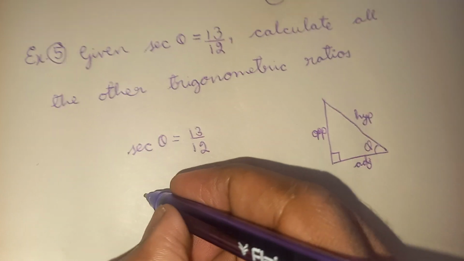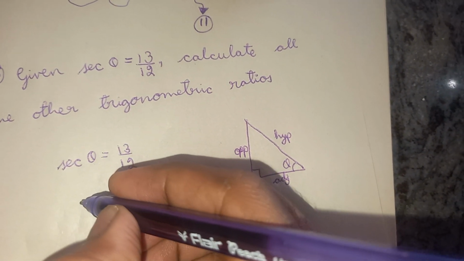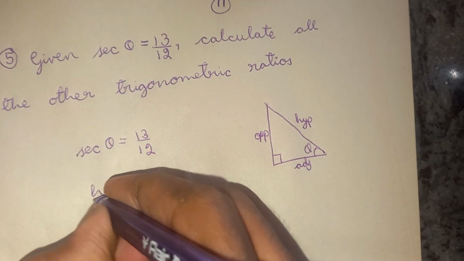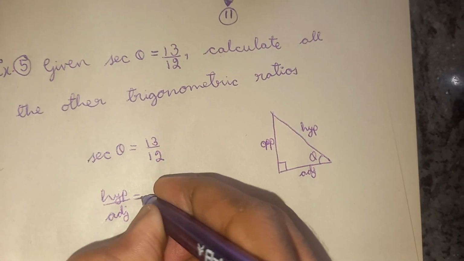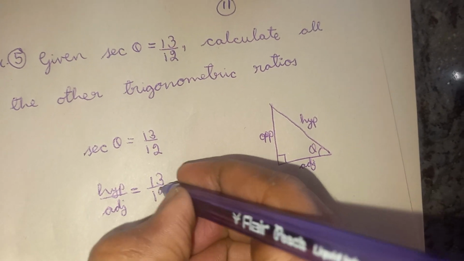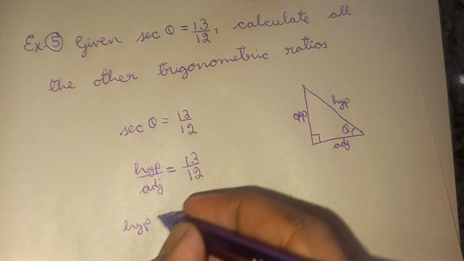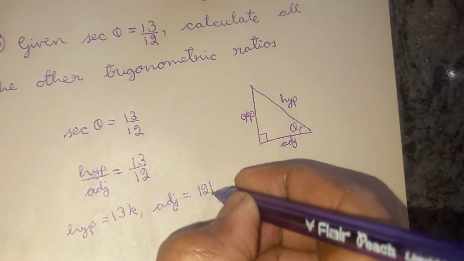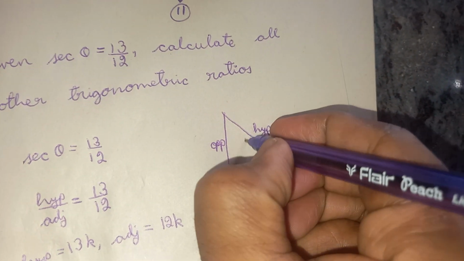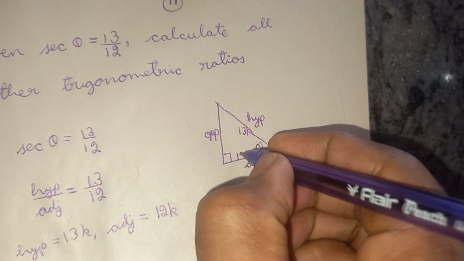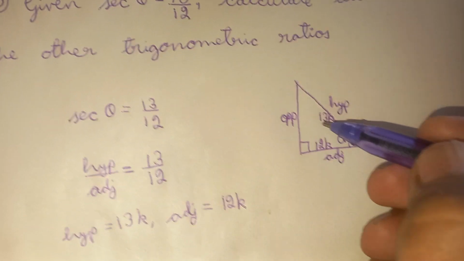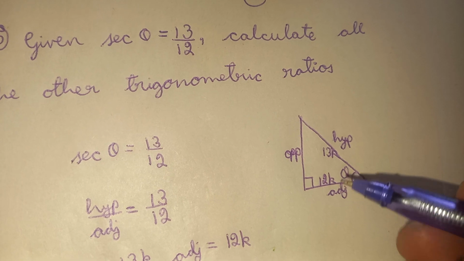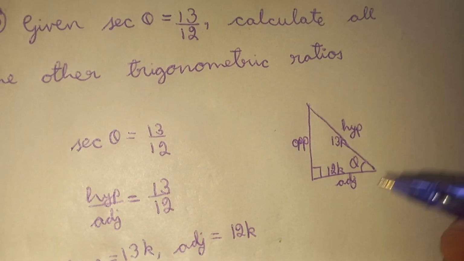Now you can write secant theta as the inverse of cos theta. Cos theta is adjacent by hypotenuse, so secant theta is hypotenuse by adjacent. Hypotenuse by adjacent is 13 by 12, so you can take hypotenuse as 13k and adjacent as 12k. You need to take k, not directly 13 and 12, because they must be in the ratio of 13 to 12. They can be 26 and 24, or 39 and 36, or even 6.5 and 6, any of those.